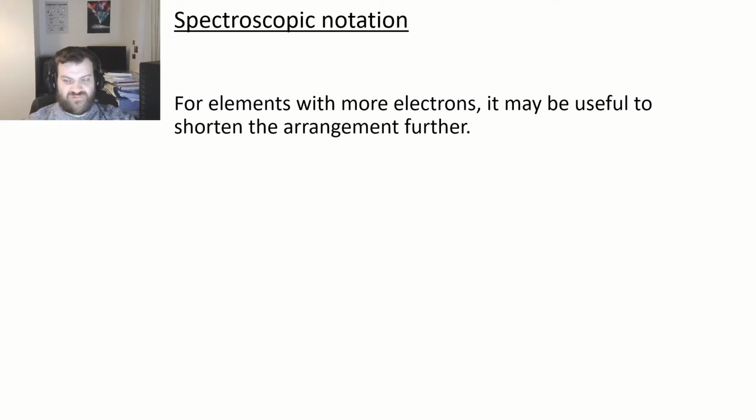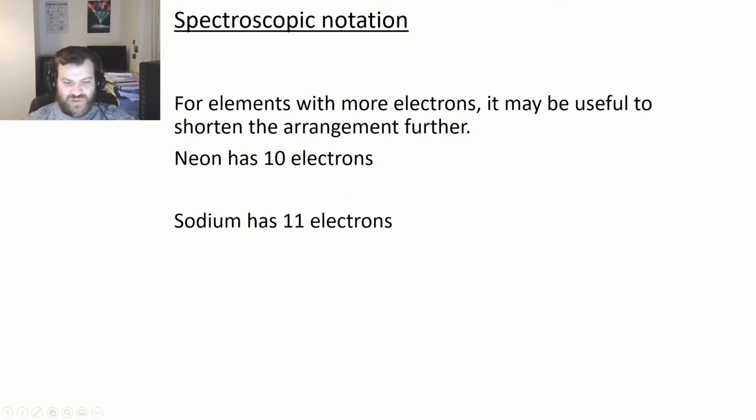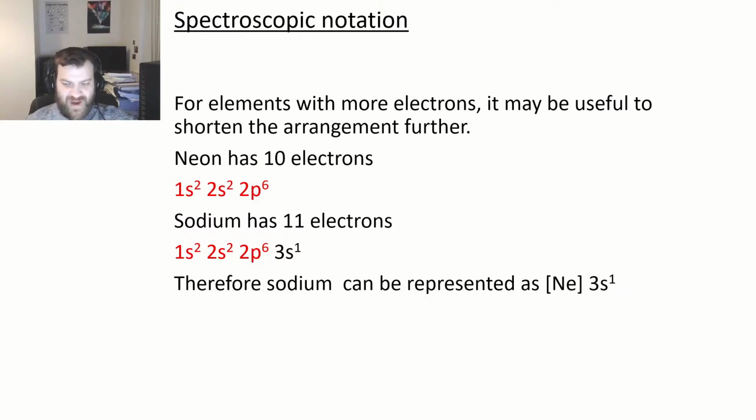For some elements that have lots of electrons, it may be more useful to shorten the notation even more. For example, looking at neon and sodium, sodium has 1 extra electron than neon. What we can do is represent sodium by putting the symbol for neon in square brackets and just including that last electron, the 3s1 electron.